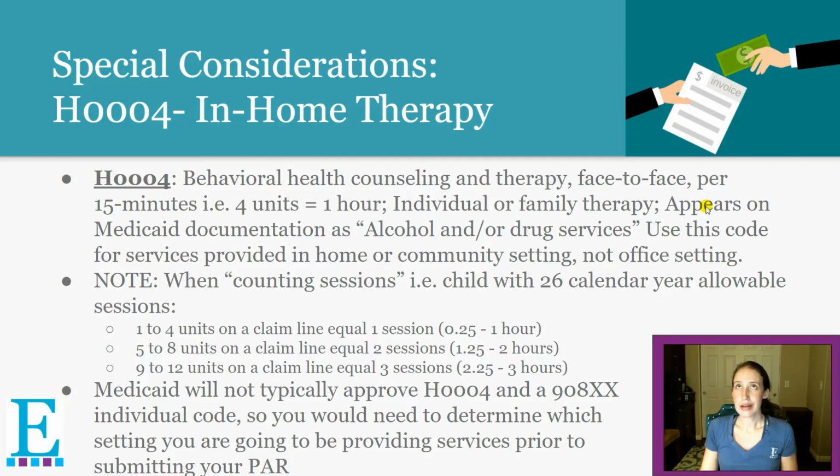On the client's medication documentation from Medicaid, it is going to appear as alcohol or drug services, which is not what it is. And your client may ask you about that. The explanation that we have received from Medicaid is that this code covers a couple of different services, and it just happens to be that this alphabetically comes before this. And so what it lists on the Medicaid documentation is alcohol and drug services. But this is for community-based services, not office services.